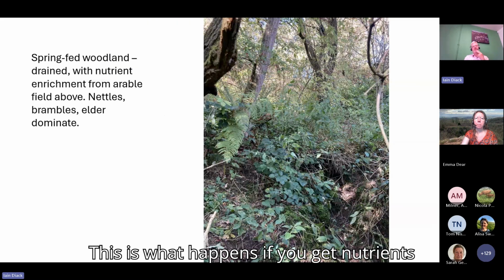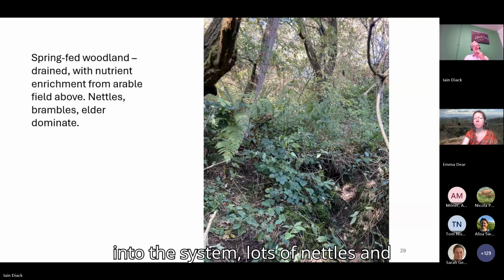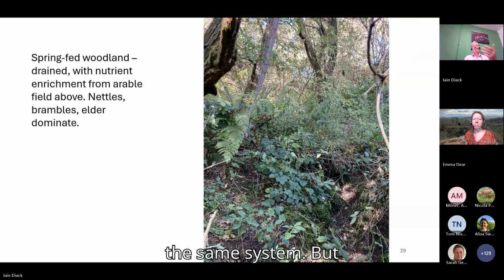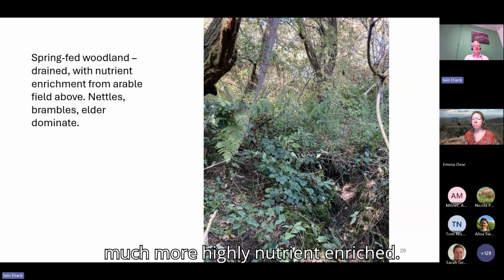This is what happens if you get nutrients into the system, lots of nettles and brambles, and this is drained. Exactly the same system, but much more highly nutrient enriched.